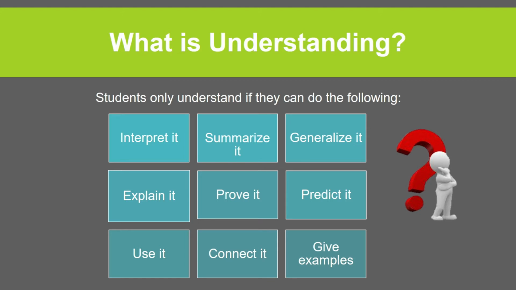Student understanding can be represented by interpreting, if students can interpret the information, if they can explain it, if they can use it, if they could summarize the information, or if they can prove with some type of logical sequence, if they can make connections with the content. They also might be asked to generalize the content, make predictions, or give examples of how the knowledge is applied in the real world.